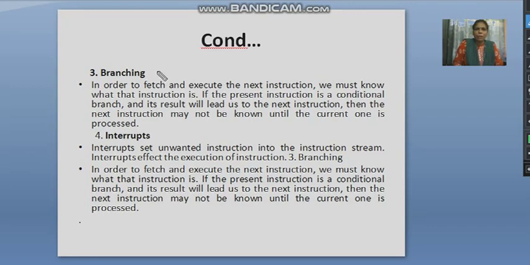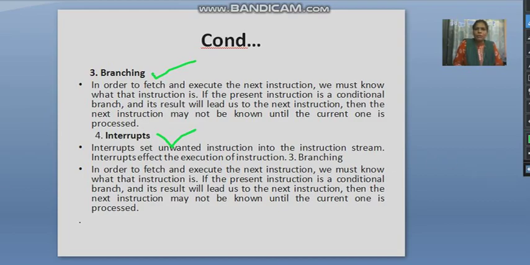Now branching. In order to fetch and execute the next instruction, we must know what that instruction is. If the present instruction is a conditional branch and its result will lead to the next instruction, then the next instruction may not be known until the current one is processed. So branching can be another issue. Interrupts: while processing an interrupt, this may create a problem. So this is another issue.